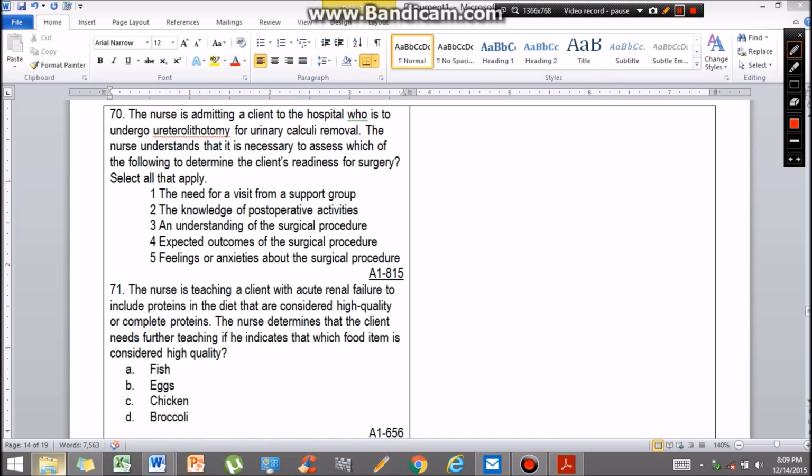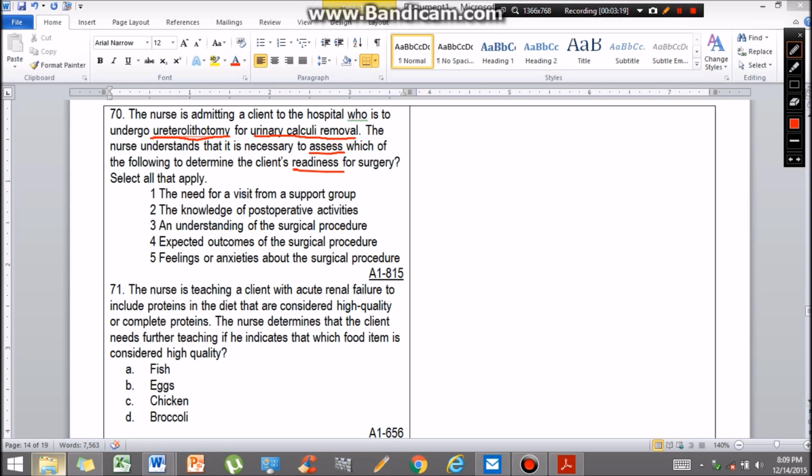Next, 70. The nurse is admitting a client to the hospital who is to undergo ureterolithotomy for urinary calculi removal. The nurse understands that it is necessary to assess which of the following to determine the client's readiness for surgery. Select all that apply. So our question here is which parameters do you need to assess to determine if the client is ready for surgery?